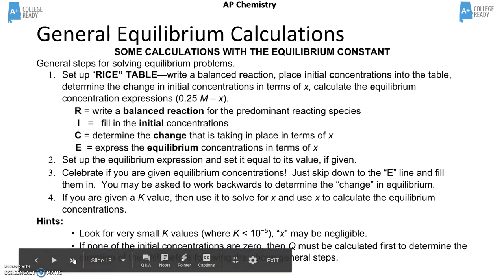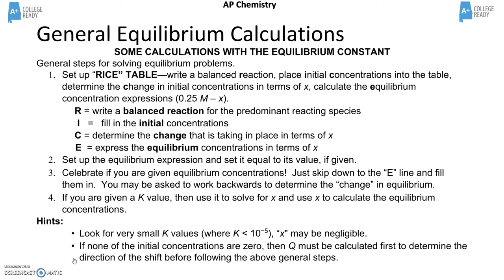Now for some lovely rice tables. Rice tables, or ice tables as we used to call them, you have to have a balanced reaction. That's where the R comes in. The I is the initial concentrations written in moles in the table. Determine the change in the initial concentrations, and that's in terms of X. And then the equilibrium concentration expression. You combine the I with the X, okay? Or the I with the C value.